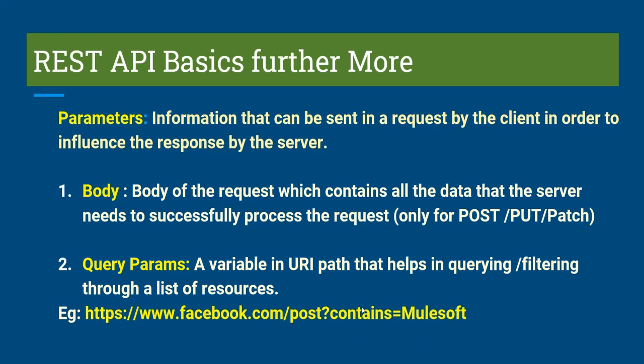Say for example, if we have 100 posts, 20 posts are related to MuleSoft, 20 to SAP, 20 to movies, 20 to news or crime news or something like that. How will the server filter out the data and send you only MuleSoft related posts? You need to send those details in the query parameters of the URL. If you send question mark contains equal to MuleSoft, it means the posts contain the word MuleSoft. Those posts will be displayed on your Facebook wall page, because the server filters the data based on the contains value MuleSoft. Hope you understand query parameters, right?